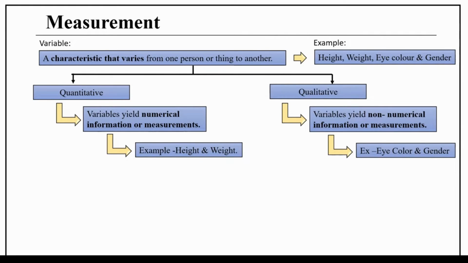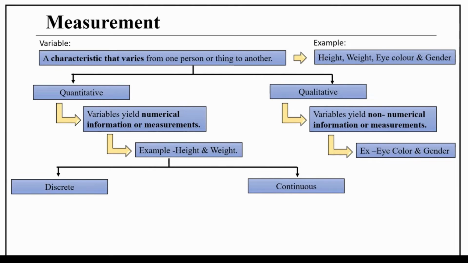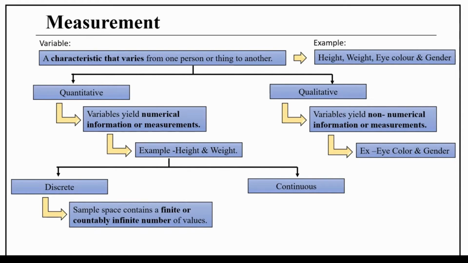Now quantitative variables can be classified into two parts, discrete and continuous variables. A discrete variable is defined as a sample space containing a finite or countably infinite number of values. In simple words, a variable is discrete if it has only a countable number of distinct possible values. For example, the number of children in a family, it can be 3, not 3.53, or the number of students taking this statistics course.